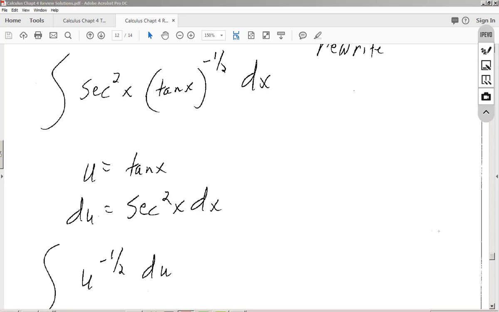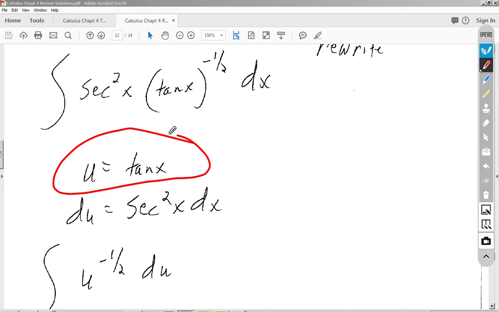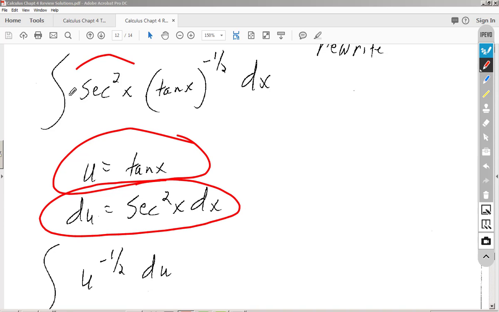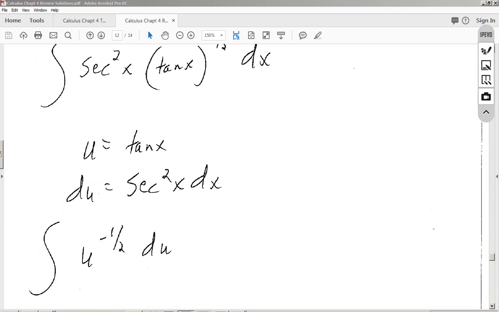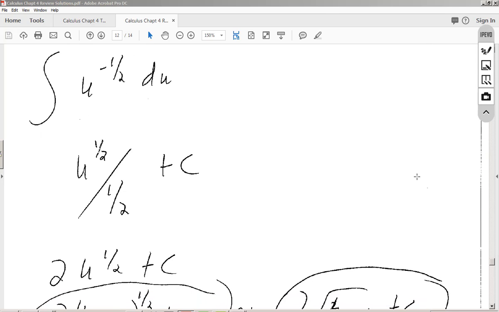I'm going to let u equal tangent of x, because I know from my memorization that the derivative of tangent of x is the secant squared of x. So you're going to notice this matches up exactly. Tangent of x is equal to my u, and then the secant squared of x dx is equal to my du. Go ahead and use u substitution to rewrite my integral. So there's my new integral. I've got u to the negative 1/2 du. I'm going to use my rules for integration to integrate that.